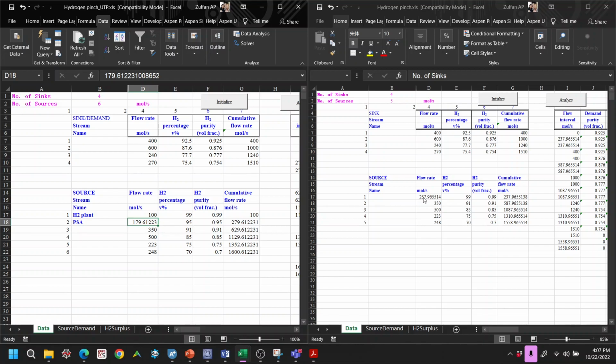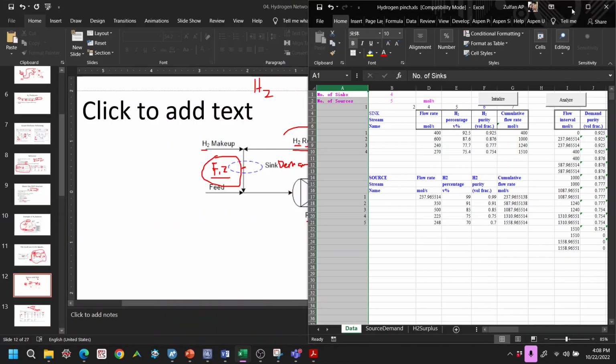So instead of having 237, which is 100 plus 137, you can have a hydrogen plant of 100 and then 179 of PSA unit at these lower concentrations. With this exercise, you can imagine if we have a lower PSA concentration, for example 93 or 91 or 80, you will need a lot more PSA. Sorry, before I close, do you have any questions?